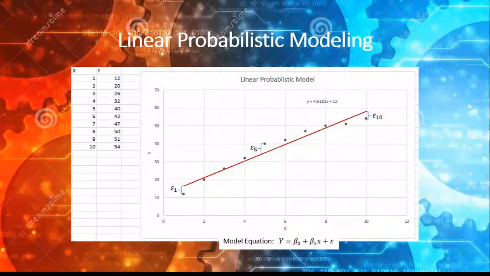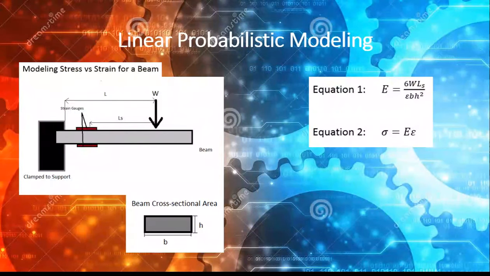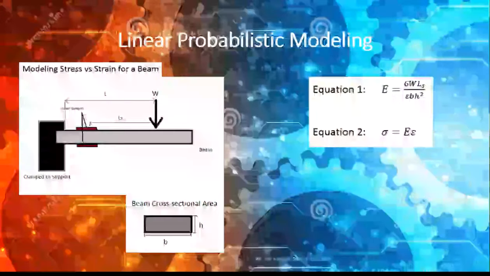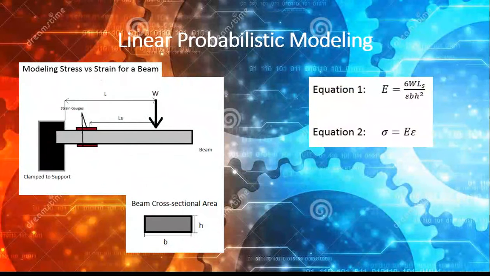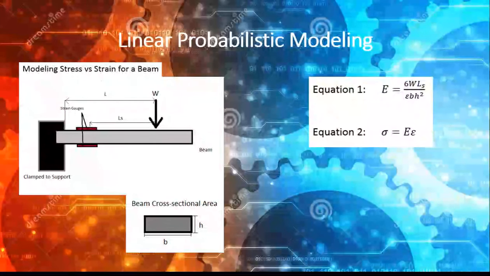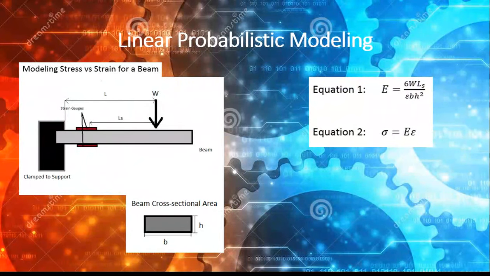In one of my previous classes here at UCF, an experiment was done that involved finding the Young's modulus for a beam and then determining the type of metal the beam is made of based on this value. First, strain gauges were placed on the beam to measure the strain. Then, using equation 1, we can determine the Young's modulus, and with this value, the stress acting on the beam can be found using equation 2.